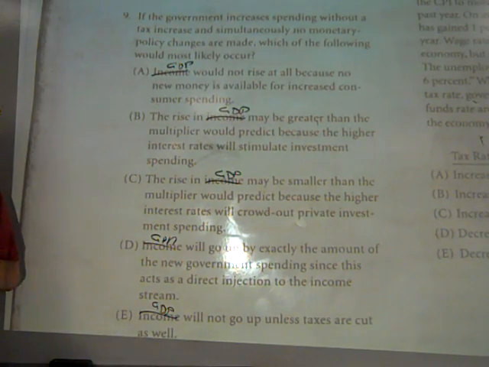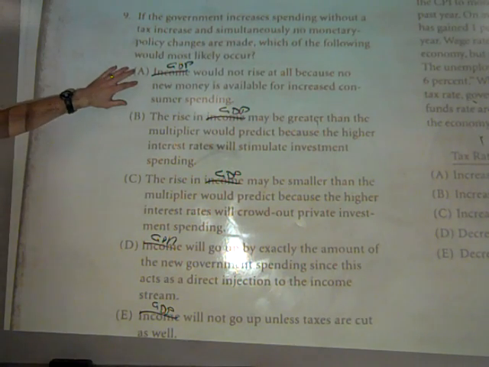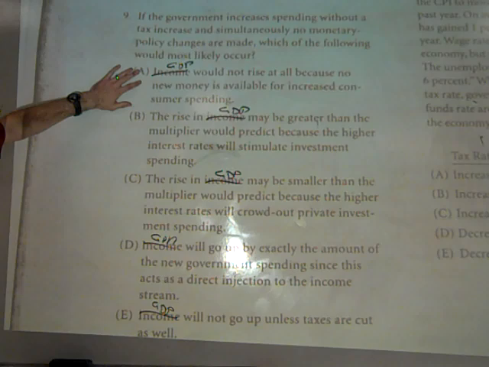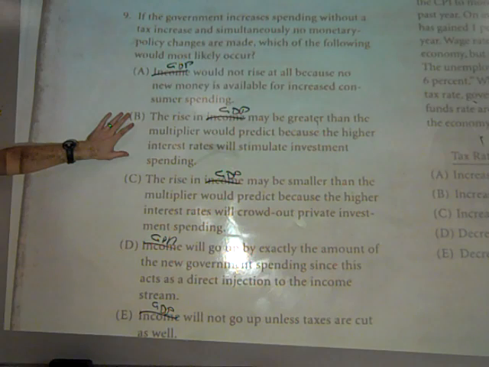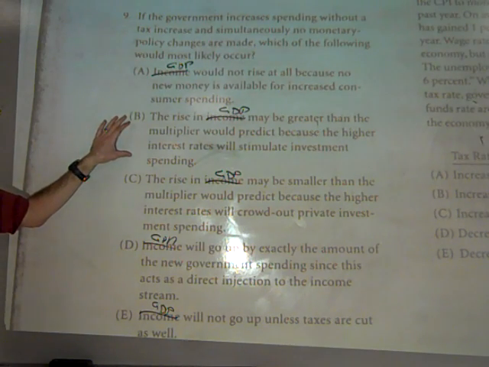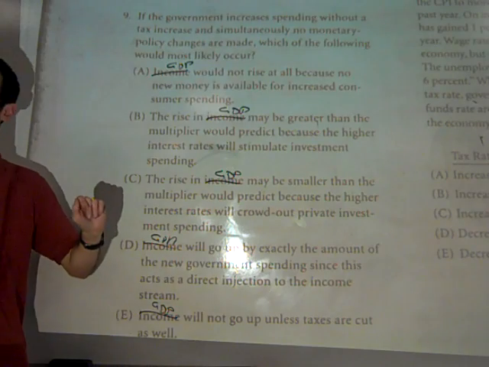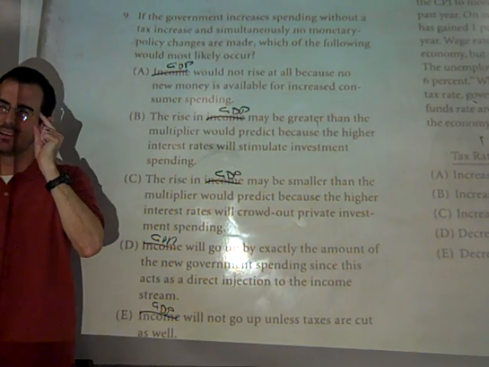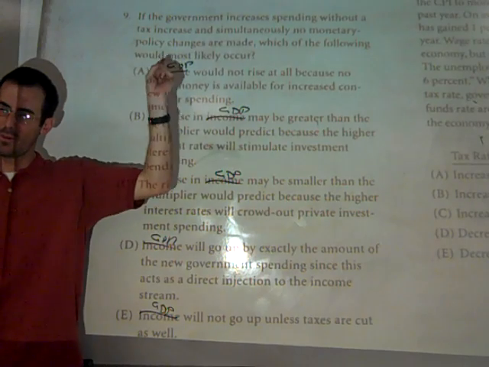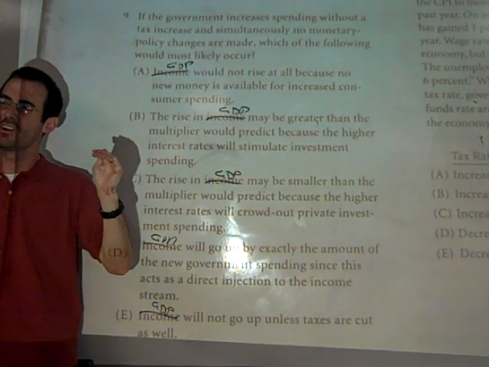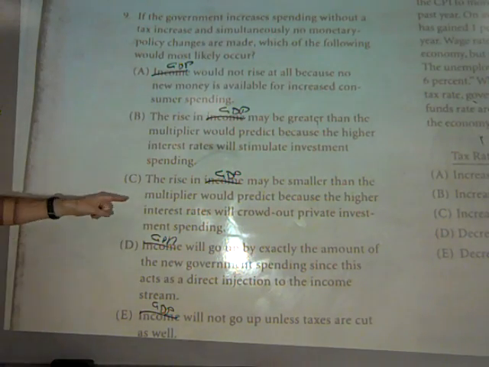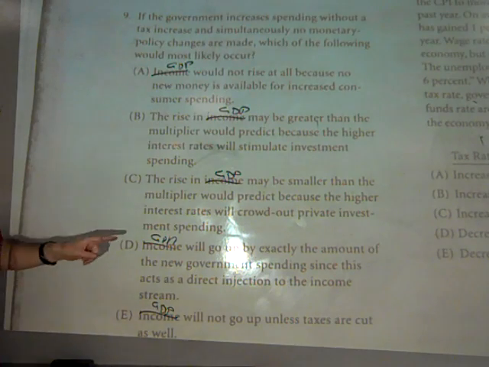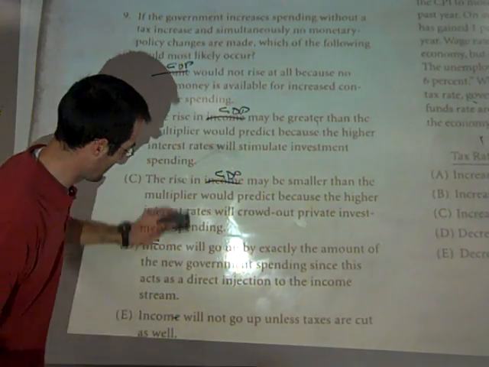Well, which one's the right answer? Well, the GDP would not rise at all. I think that's unlikely. This is expansionary. More government spending is expansionary. The rise in GDP may be more than the multiplier would predict because of some change in interest rates. No, in fact, when I read some change in interest rates, I'm thinking they're referring to crowding out. Fiscal policy action that changes interest rates, that sounds like crowding out. Crowding out doesn't improve the effect of fiscal policy, it weakens it. Let me see if I can find that. The rise in GDP may be smaller, weaker, than the multiplier would predict because the higher interest rates will crowd out private investment. I like to see.